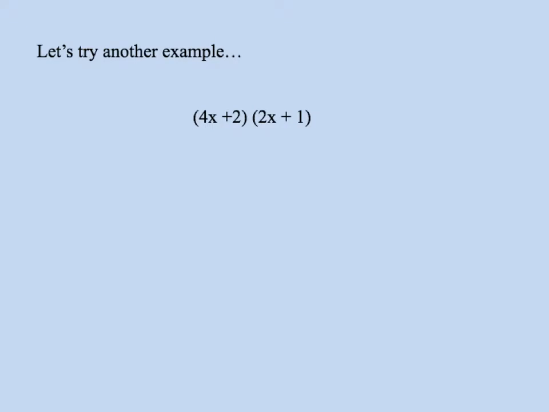Let's apply the distributive property in another example. 4x plus 2 multiplied by 2x plus 1. The first term in this first binomial has to be applied to both of the terms in the second binomial. So 4x has to be multiplied by 2x, and it has to be multiplied by 1.